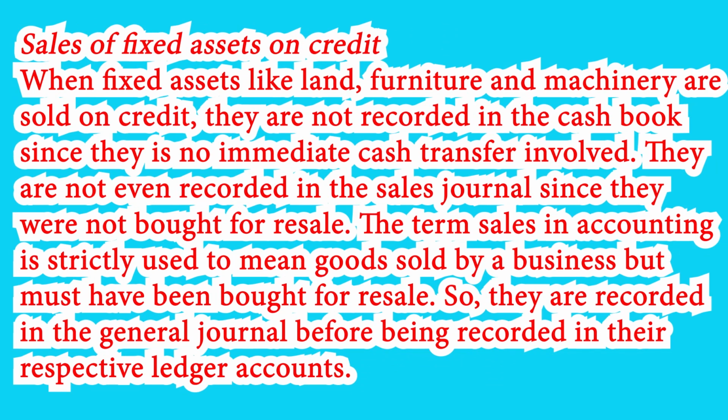Then we have sales of fixed assets on credit. When fixed assets like land, furniture and machinery are sold on credit, they are not recorded in the cash book since there is no immediate cash transfer involved. They are not even recorded in the sales journal since they were not bought for resale. The term sales in accounting is strictly used to mean goods sold by the business that must have been bought for resale. So they are recorded in the general journal before being posted in their respective ledger accounts.